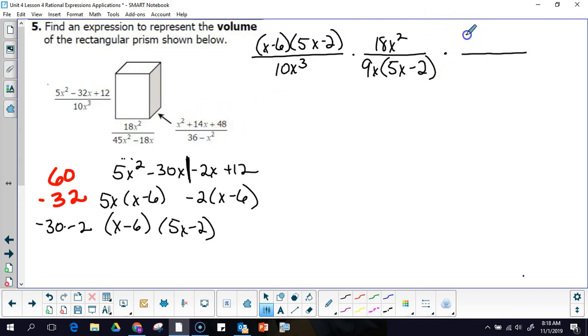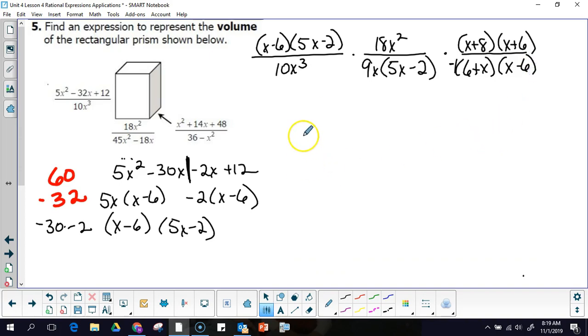8 and 6. (36 minus x squared). This is a difference of two squares. It's going to be 6 plus x, 6 minus x, but I want to make it an x minus 6, so I just need to negate something out here. I can take out a -1, and then I can write x minus 6 instead of 6 minus x.